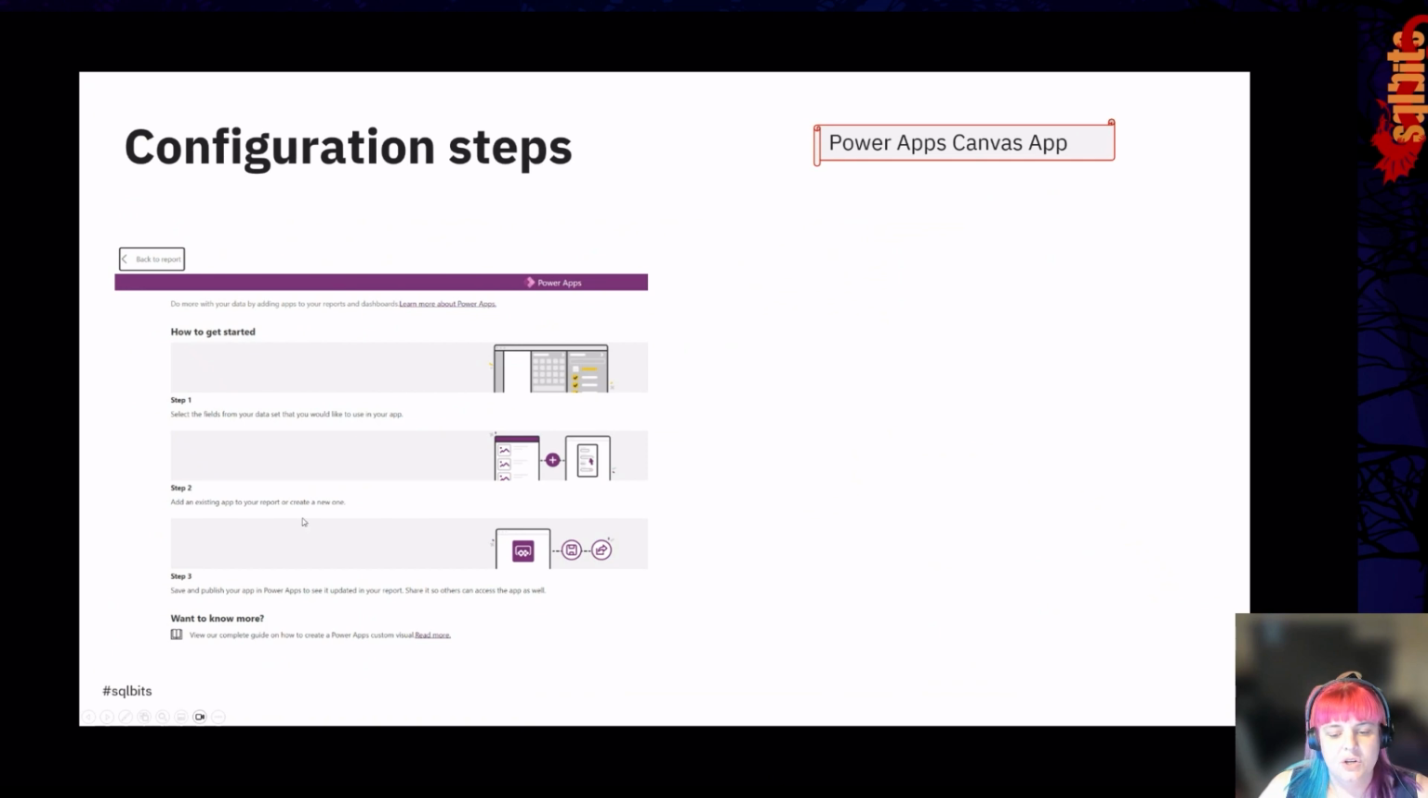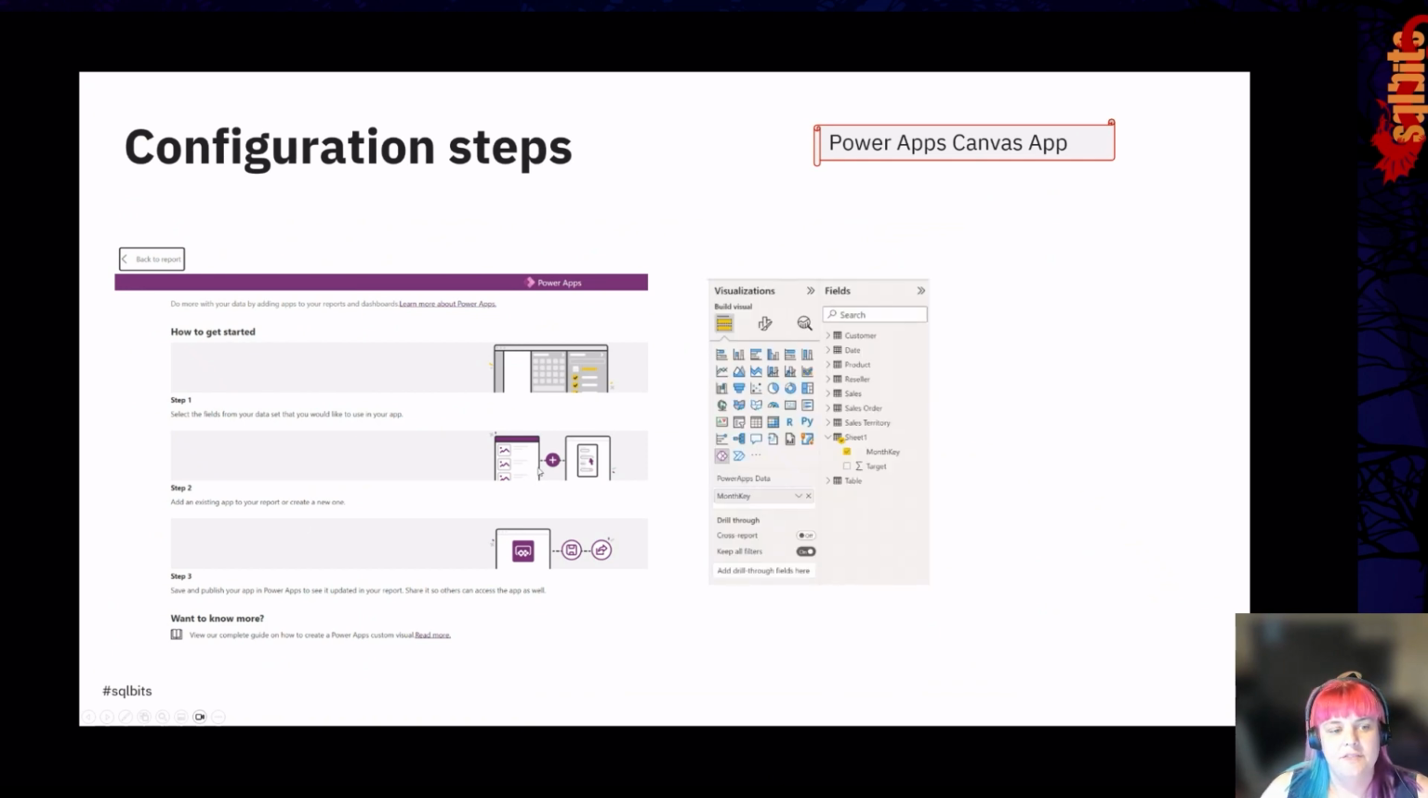So the first thing you do is you add the fields. Now, these are the fields from your Power BI report that you want Power Apps to be aware of. So you drag and drop your fields from the field pane into the Power App field well. So you can see that Power Apps data in that middle screenshot there.